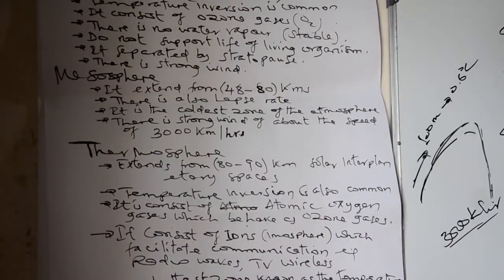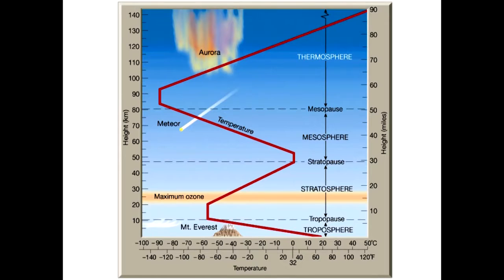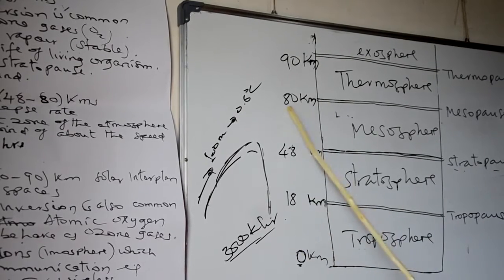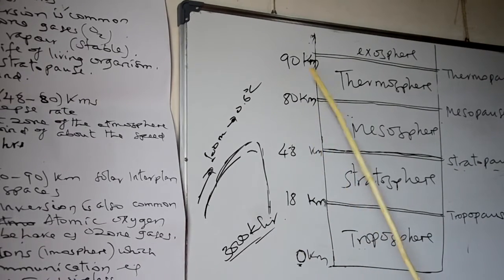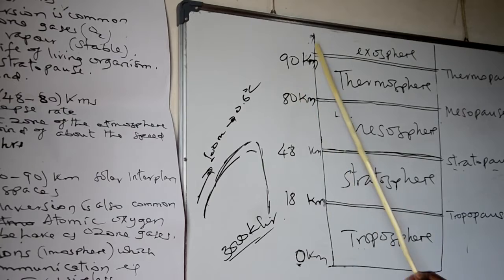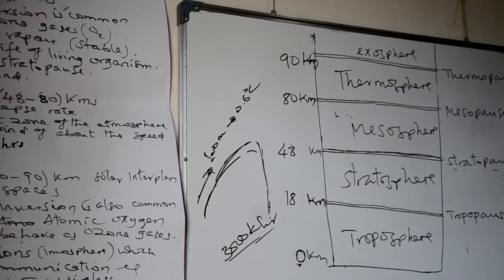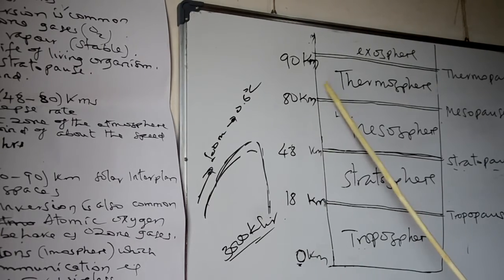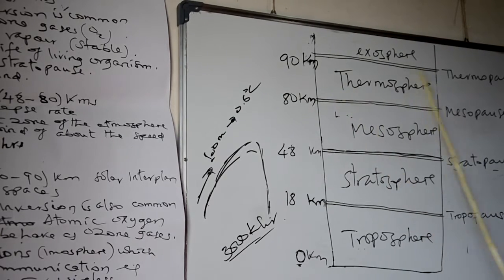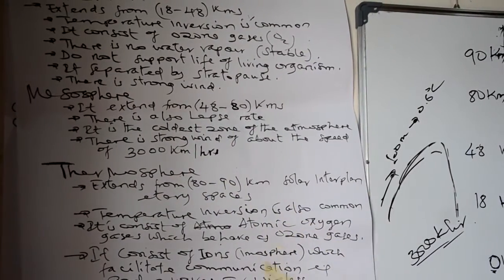The fourth layer of the vertical structure of the atmosphere is called the thermosphere. The thermosphere extends from 80 kilometers above sea level up to, not 100, up to 90 kilometers above sea level. This layer has the following characteristics, which extend from 80 to 90 kilometers.